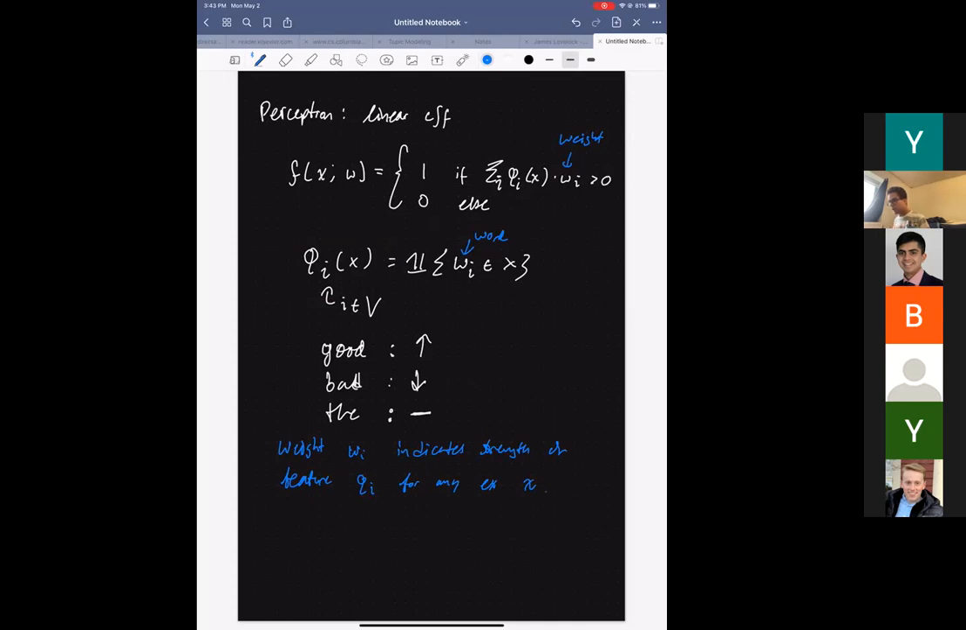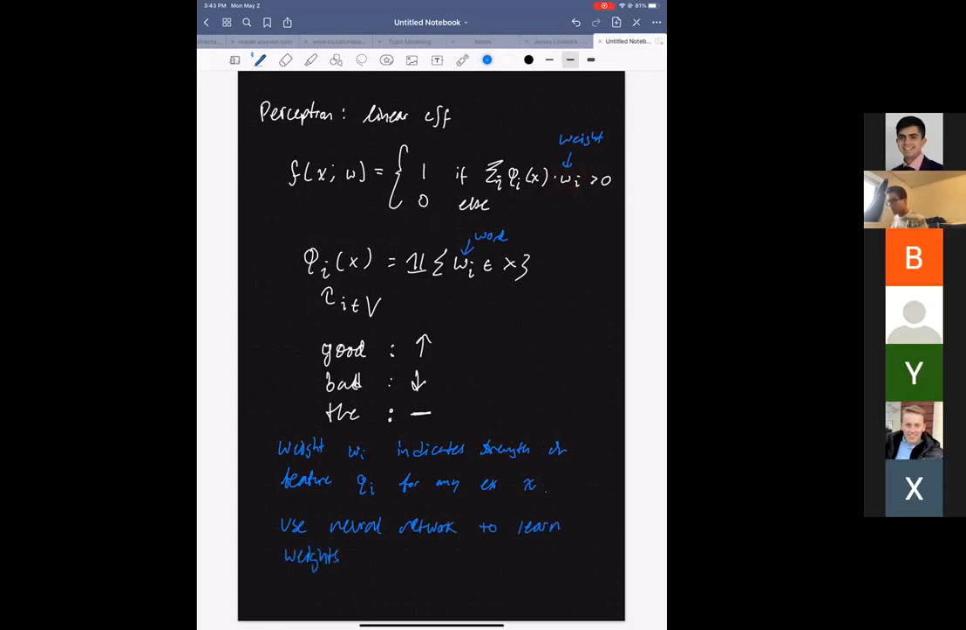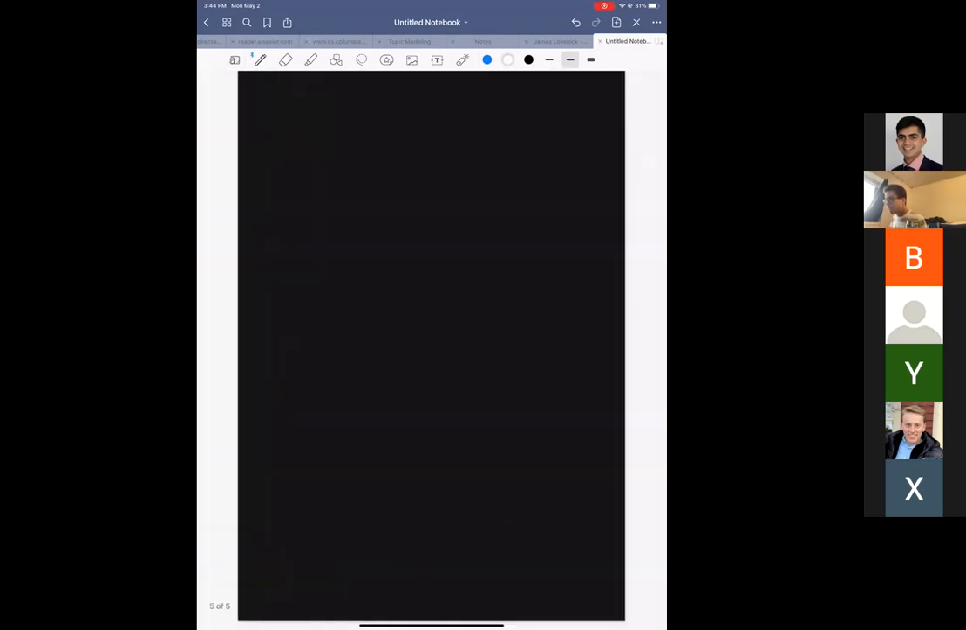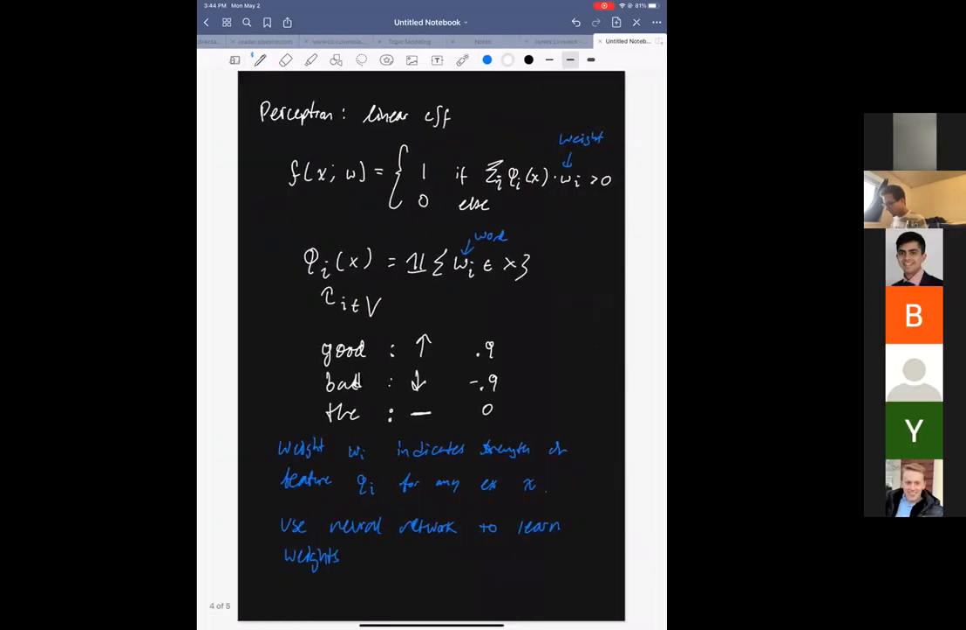So the idea here is that we want to use a neural network to learn these weights. Okay, hopefully this gives some intuition. So this might be 0.9, this might be negative 0.9, this might be 0. So if you have a word, okay. So this is a perceptron.